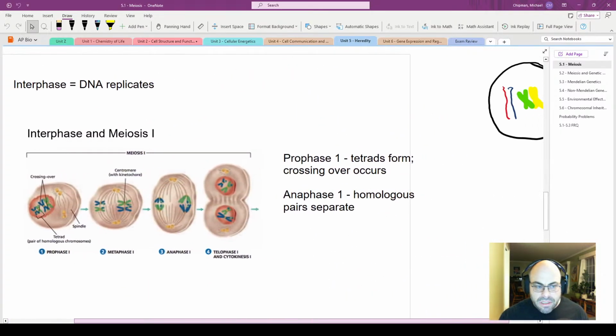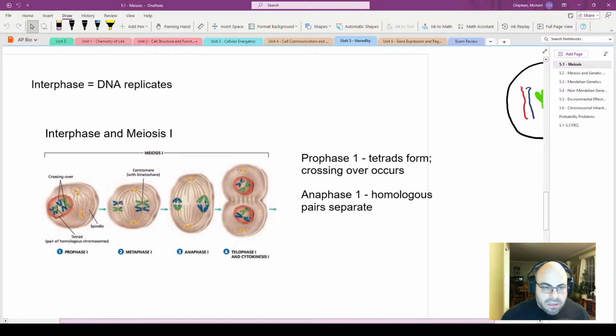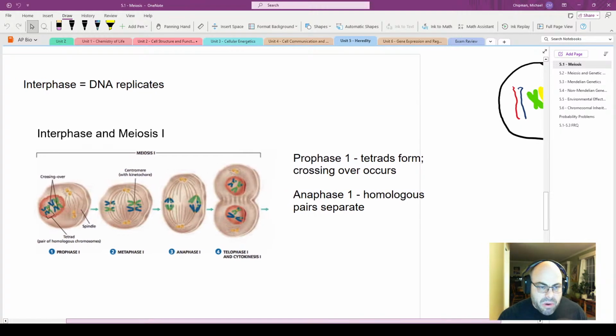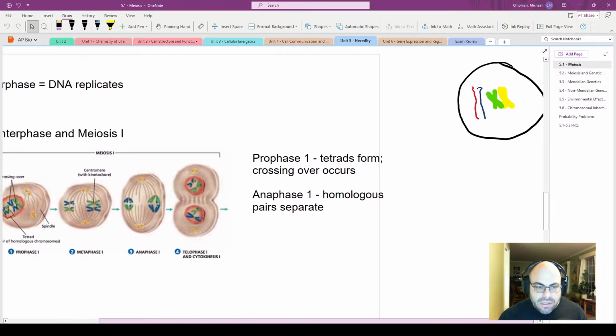First part of meiosis is interphase. Interphase is not technically a part of meiosis. Just make sure you understand that the DNA is going to replicate.